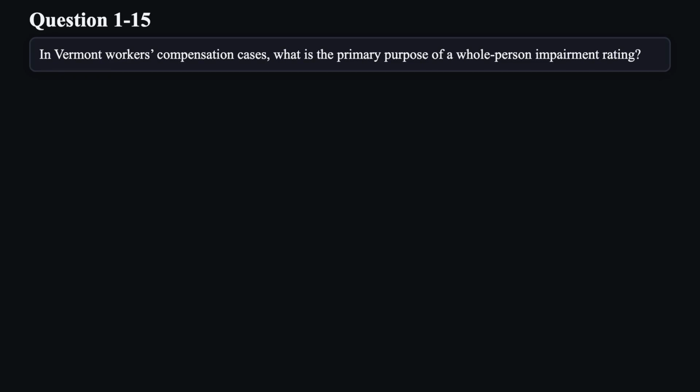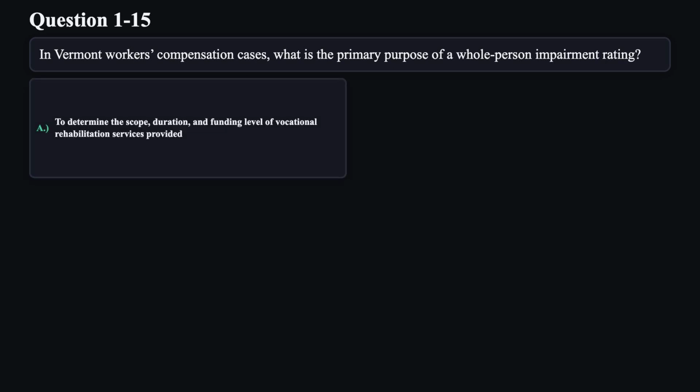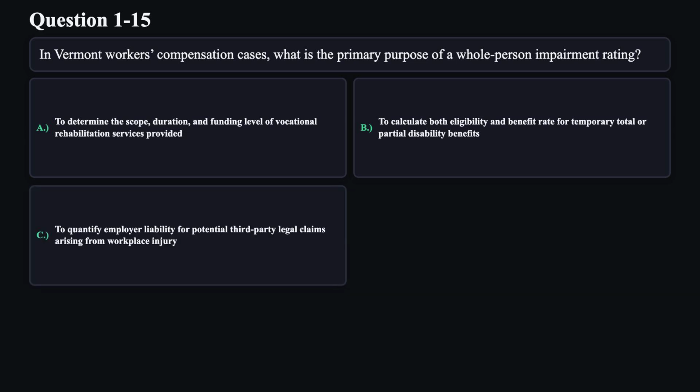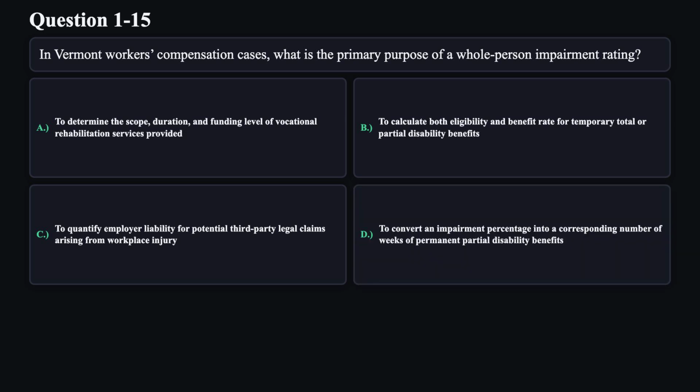Question 15. In Vermont workers' compensation cases, what is the primary purpose of a whole person impairment rating? A. To determine the scope, duration, and funding level of vocational rehabilitation services provided. B. To calculate both eligibility and benefit rate for temporary total or partial disability benefits. C. To quantify employer liability for potential third-party legal claims arising from workplace injury. D. To convert an impairment percentage into a corresponding number of weeks of permanent partial disability benefits.